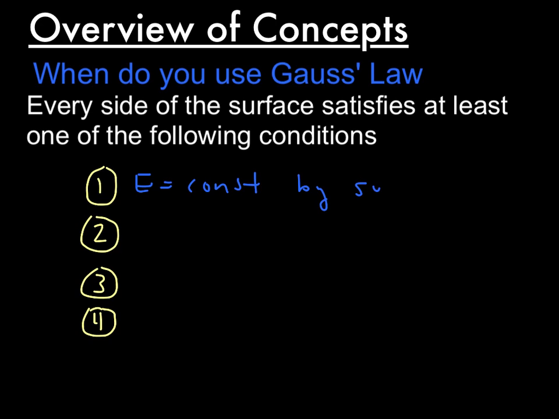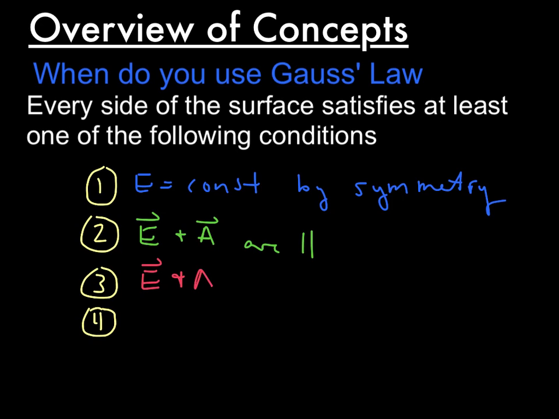by using symmetry. In electricity and magnetism, especially when you're first starting out, you are going to look at a ton of shapes and try to figure out, does one side look like another? Symmetry is going to be one of your greatest friends. Secondly, you should look for places where your E, electric field, and your area vector are parallel to one another. Likewise, you should also check to see if your electric field and your area vector are perpendicular to one another.